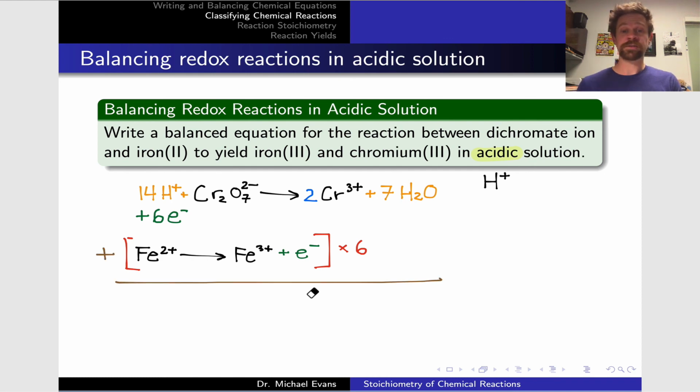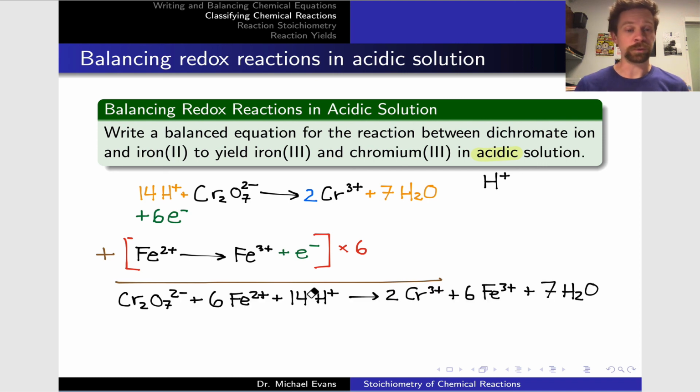So next, we're just about done. We just need to add together the scaled half reactions, and this is what we end up with. Cr2O7 2 minus, 6 Fe2 pluses, because we multiplied by 6, 14 H pluses from the first half reaction. The electrons cancel, and so we don't write those. 2 Cr3 pluses, those came from here. 6 Fe3 pluses coming from 6 times this, and then 7 H2Os, which came from the first half reaction again. And this is our overall balanced equation for this reaction occurring in acidic solution.